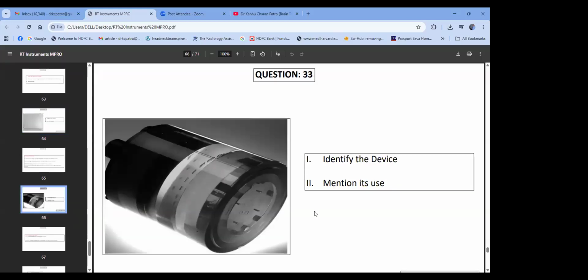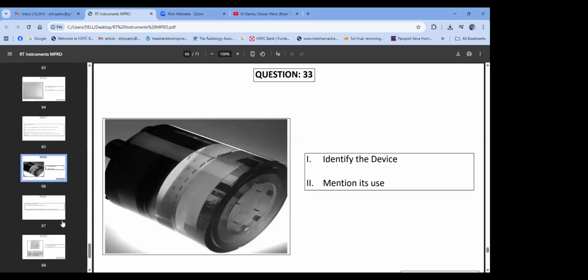Okay. So identify this device and mention its use. This is also a phantom, sir. It's called the CATPHAN phantom, computerized axial tomography phantom. That is also for the quality assurance of CT simulators to see and assess the image quality.